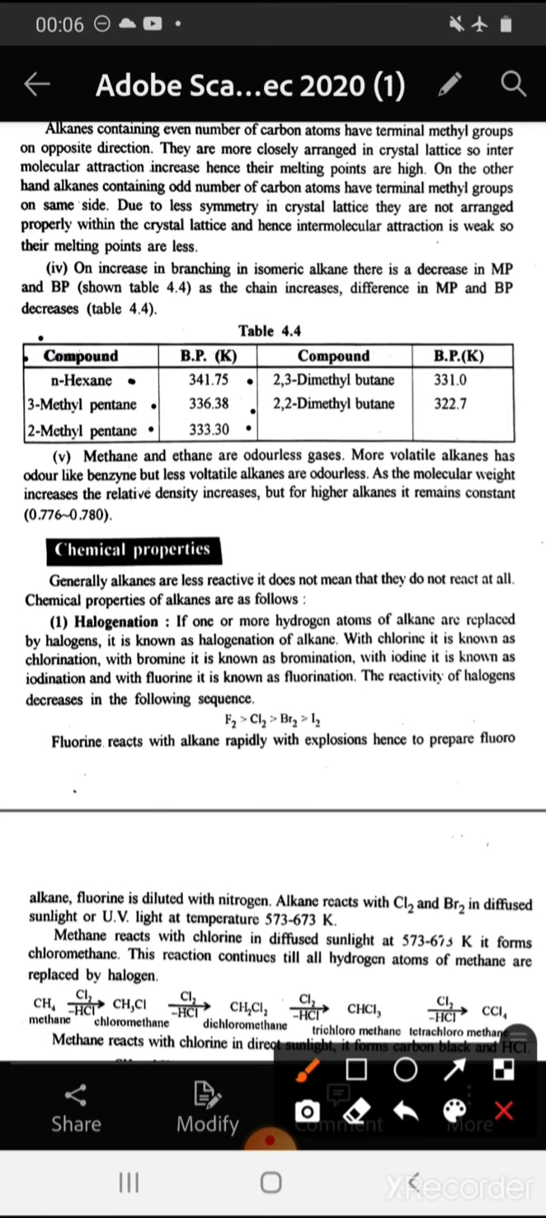And as the branching increases, the boiling point of 2,3-dimethylbutane becomes 331.0 Kelvin and 2,2-dimethylbutane becomes 322.7 Kelvin.